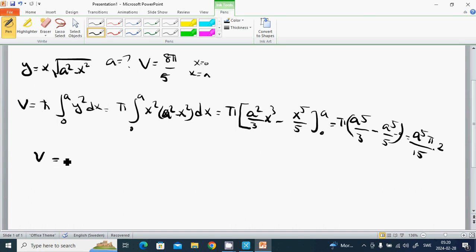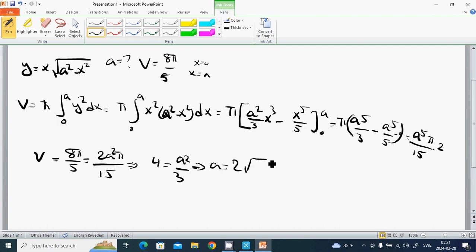But V is 8 pi divided by 5, which is 2a^5 pi divided by 15. Then it is 4 equals a^2 divided by 3, then a equals 2 square root of 3, plus or minus.